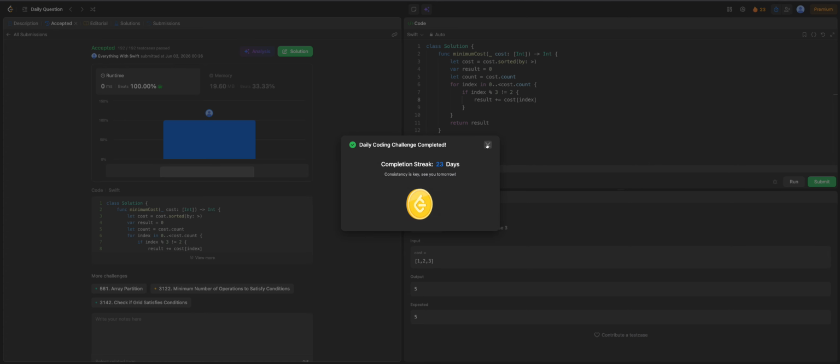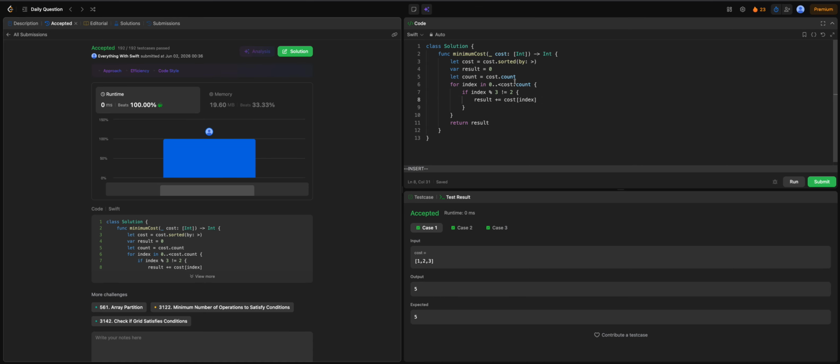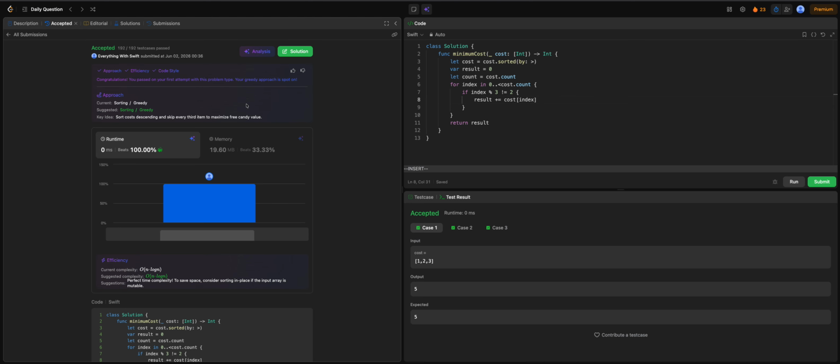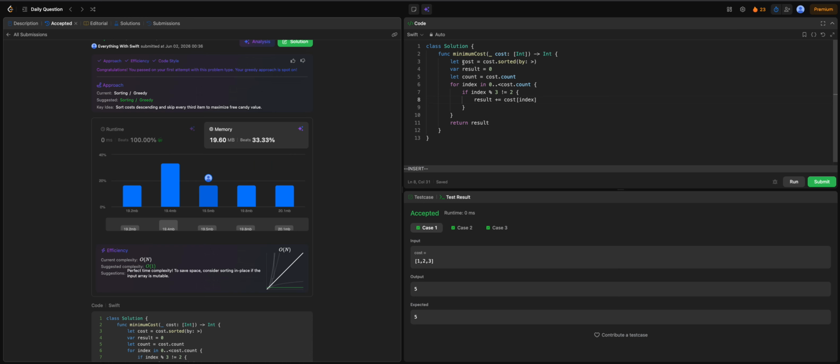The time complexity will be O of n log n, because we use a sorting algorithm by Swift, which is O of n log n, and the space complexity will be O of n, because we have one array that uses exactly the same size as the given array, just to sort that out.